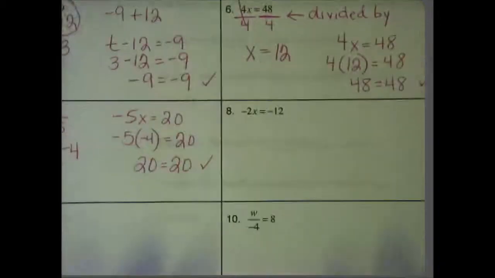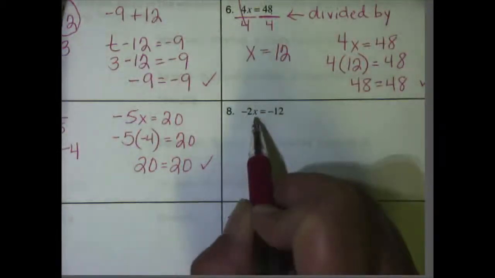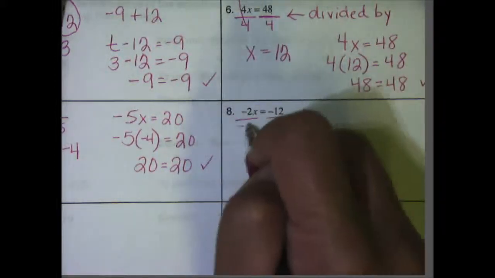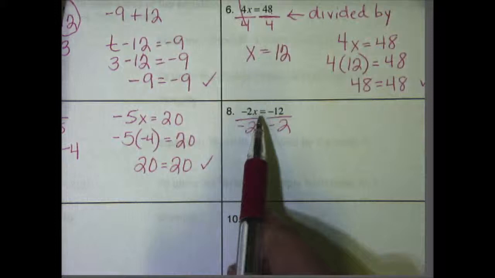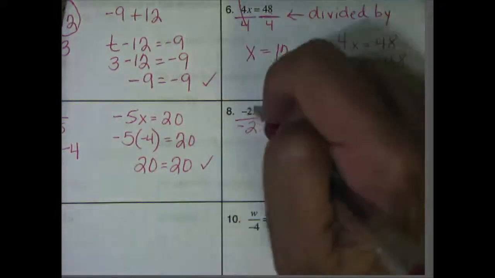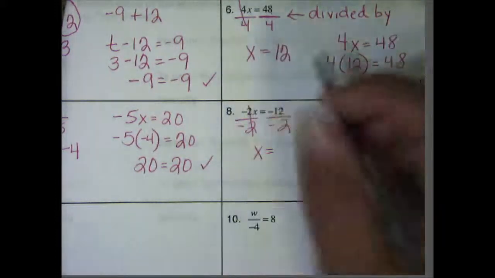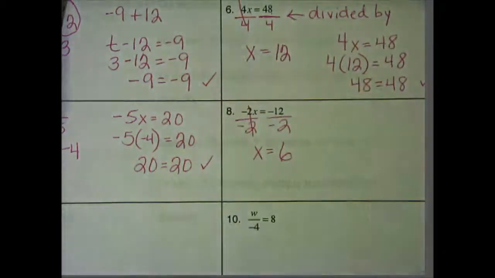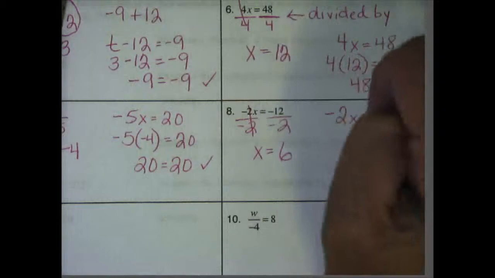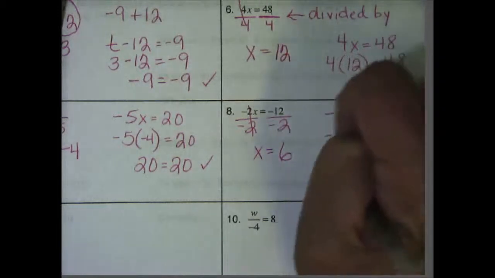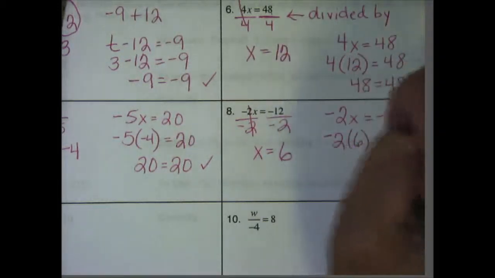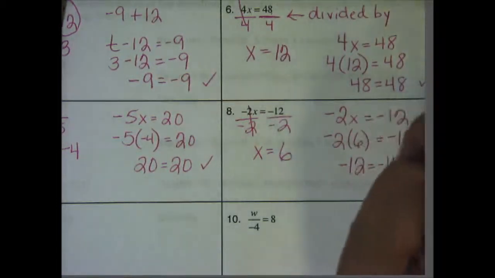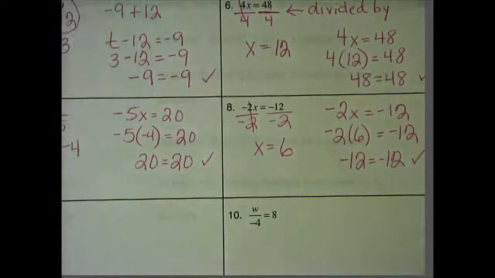Let's take a look at number 8. Negative 2 times x equals negative 12. So in order to solve it, we need to divide by negative 2 because that's what was sitting there with x. Negative 2 divided by negative 2 is 1, so they go away. Negative 12 divided by negative 2 is positive 6. Let's check it. Negative 2x equals negative 12. We'll substitute 6 for x. Negative 2 times 6 is negative 12. And we got it correct.